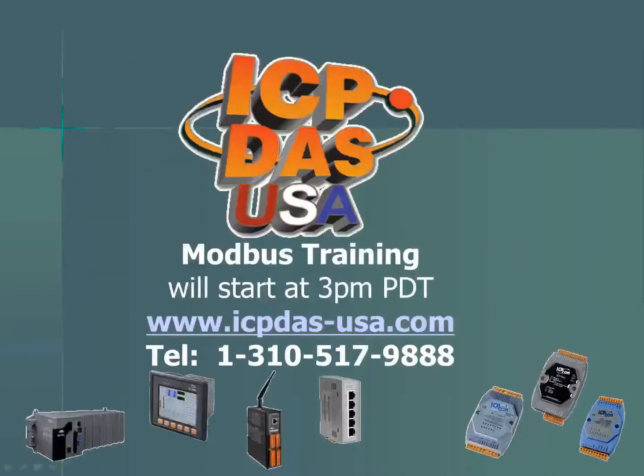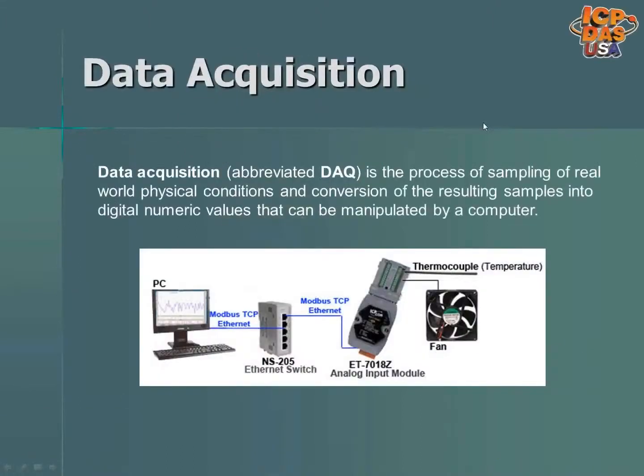Data acquisition is the process of sampling real-world physical information and the conversion of those samples into digital numeric values that computers and controllers can understand. Programs can be run on computers, and controllers can take that information and implement control operations like turning on a fan based on a temperature, turning on a pump based on a tank level, or opening a valve based on pressure levels. Modbus RTU or Modbus TCP are protocols or languages that devices can communicate over.